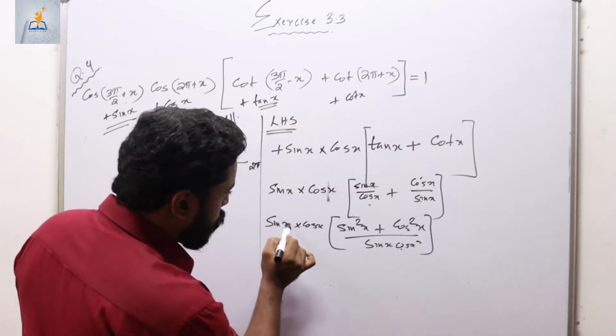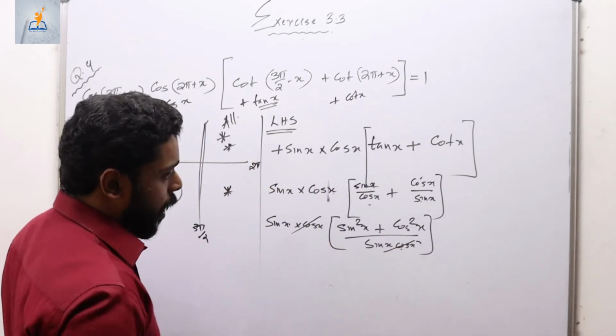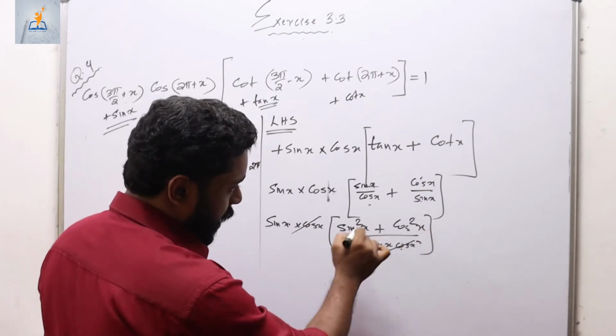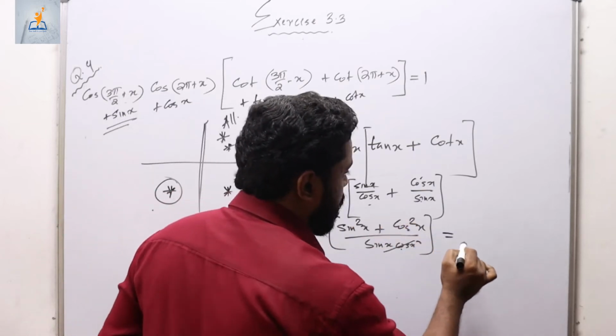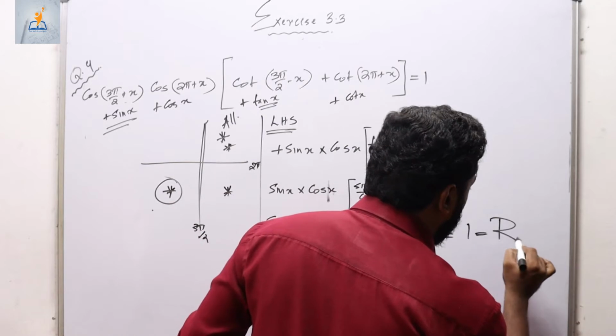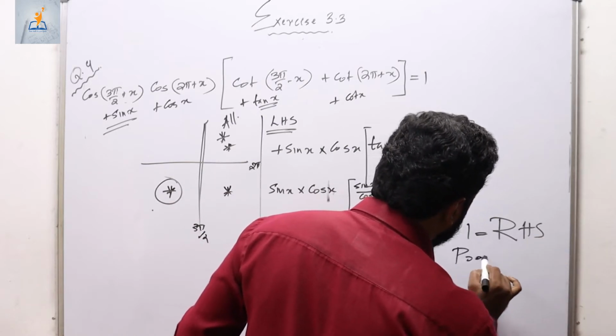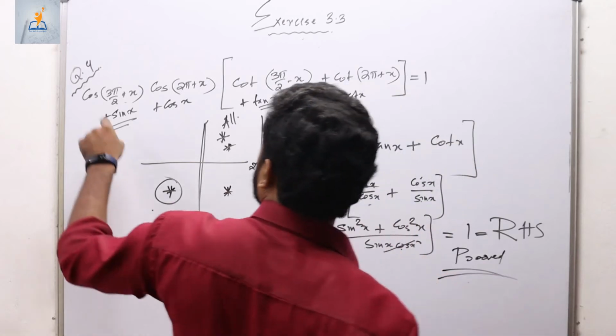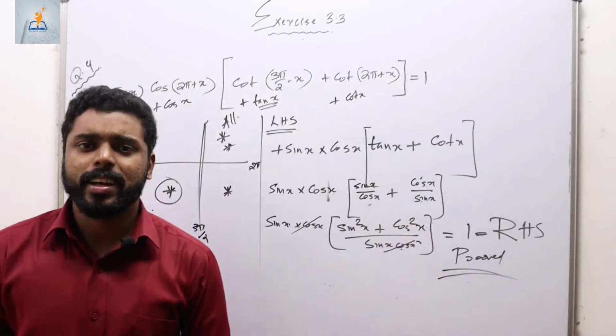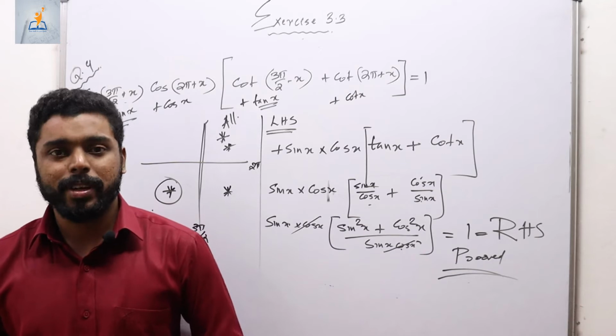Since these two are same, we can divide this to 1, so it will go. So the remaining is sin²x plus cos²x. It is nothing but 1. It is equal to RHS. Hence the result is proved. So this is the end of question number 9 in your NCERT textbook. Now we shall go to question number 10.